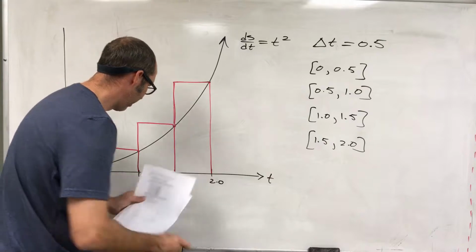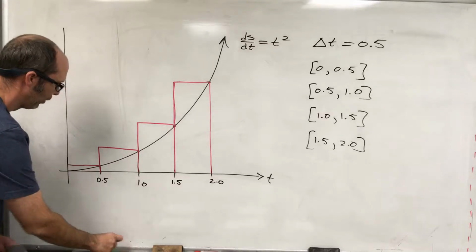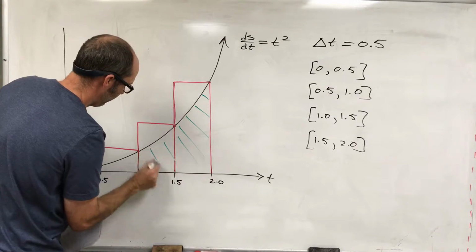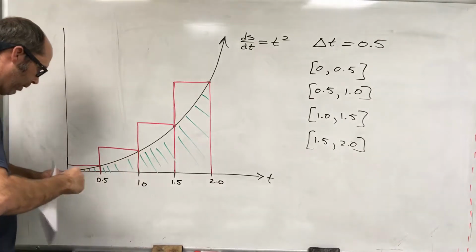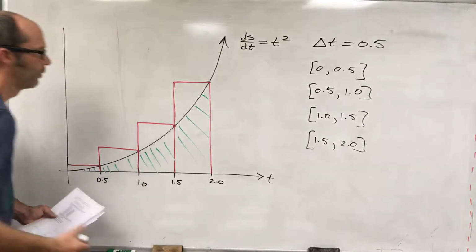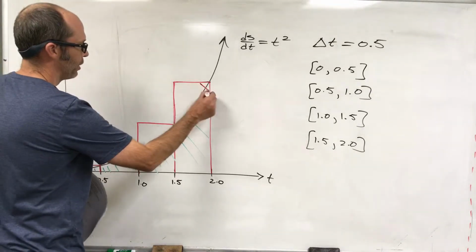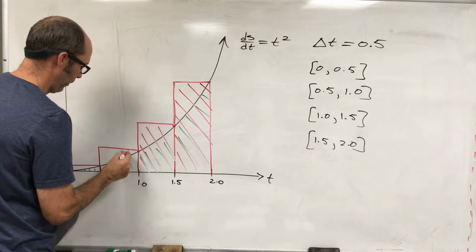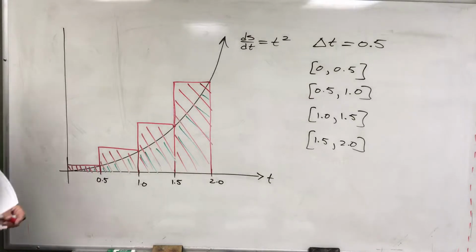What we're trying to approximate is the area between t squared and the t-axis. So we're trying to approximate what I'll put in green here. That's what we're approximating. You can see that when we compute the area of each of these rectangles and add them up, we're going to have an overestimate, quite a bit of overestimate.